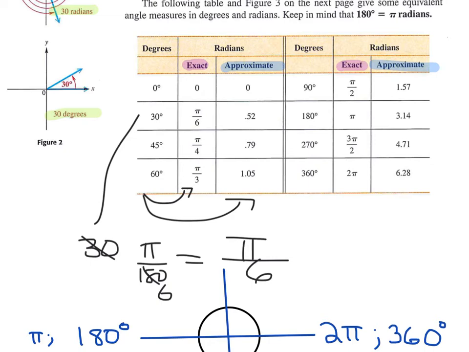Okay, so these are some of the same exact measures we saw back in chapter 5. So be familiar with the degree measure and its equivalent radian measure. And then if you needed to convert it, again, all you do is divide the numerator by the denominator.